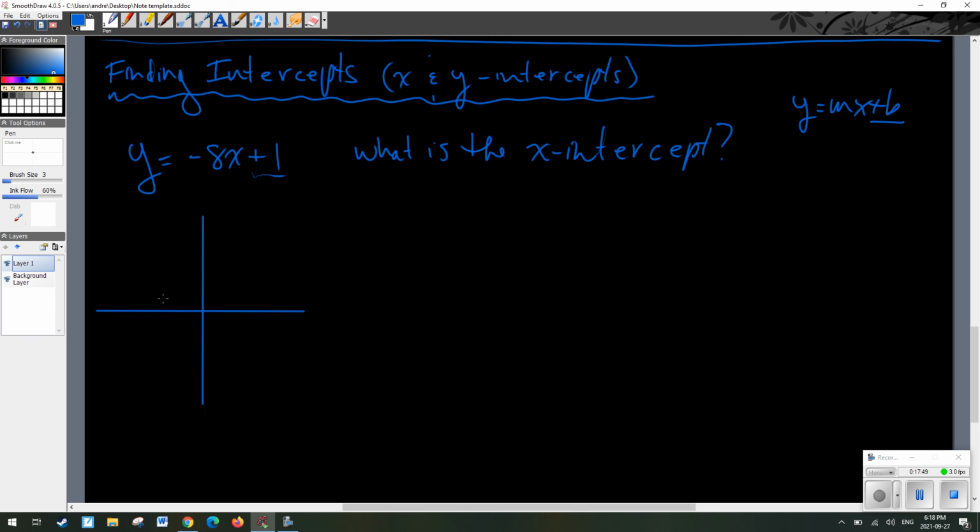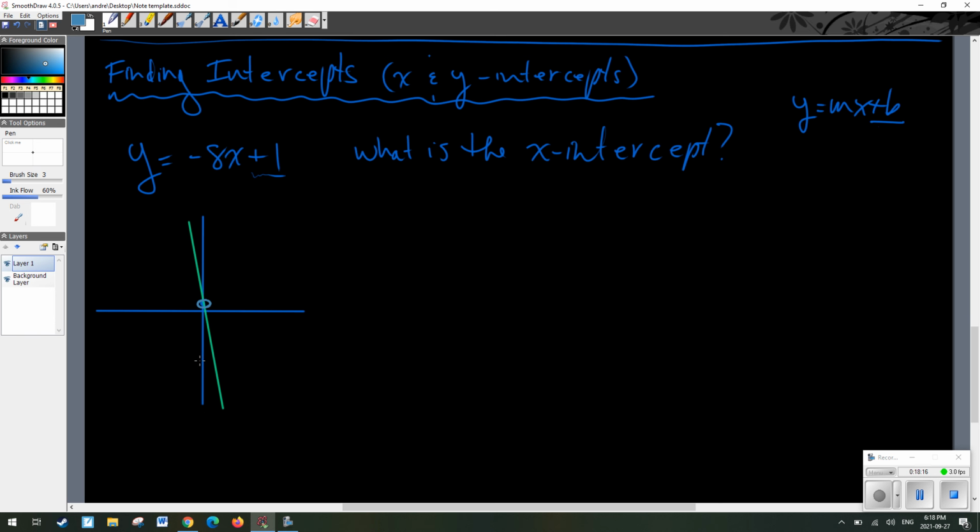So here's a graph, and I'm going to graph this really quickly. It's got a y-intercept up here of 1, and it's got a slope of negative 8. So it's super steep on a negative slope like that. Okay, so it looks something like this. And if I had the graph, it'd be really obvious that the y-intercept is right here at 1. That's where the y-intercept is, right there.